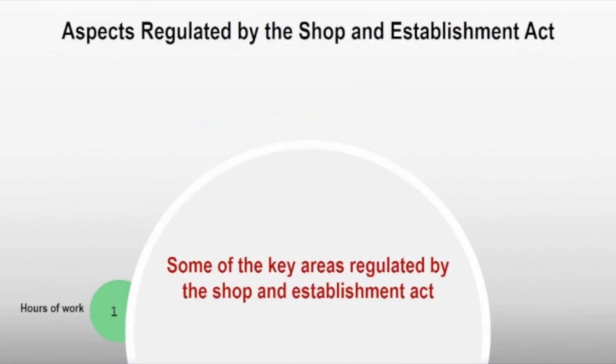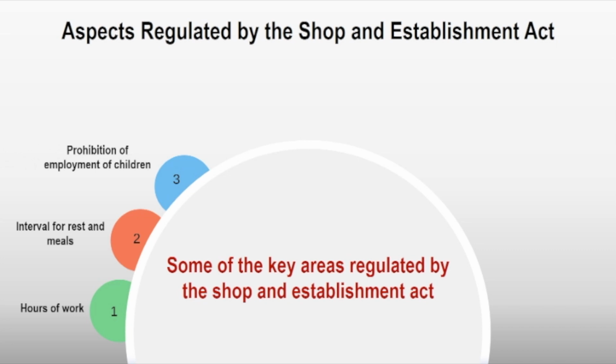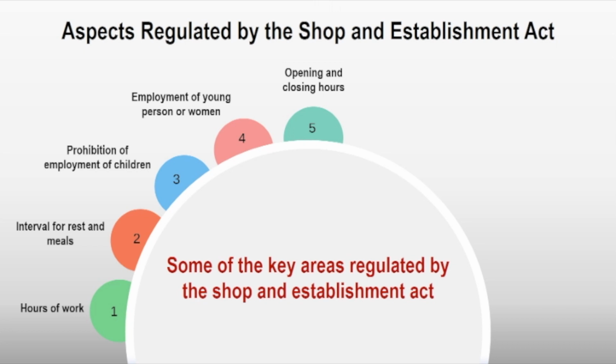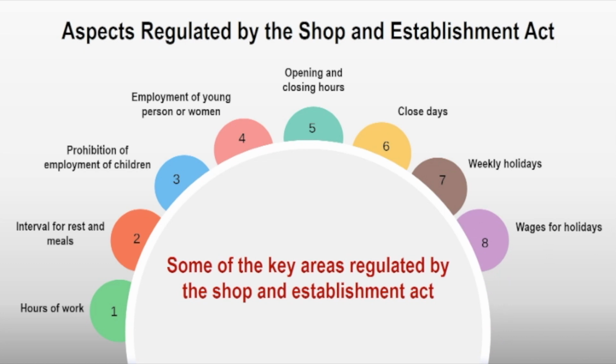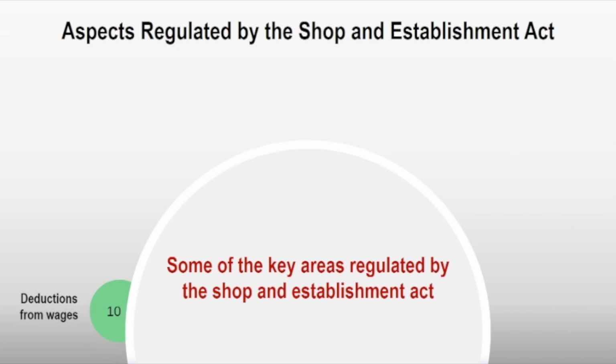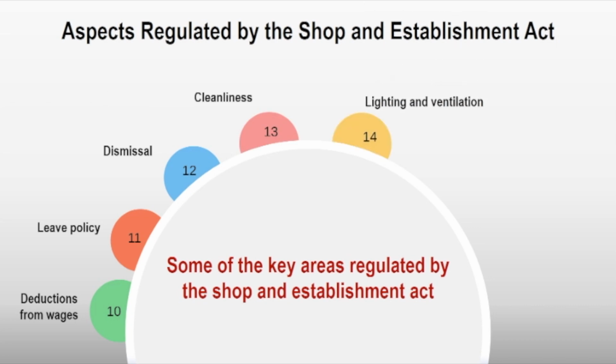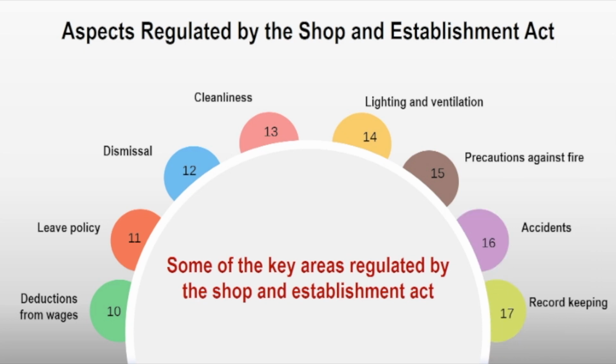Some of the key areas regulated by the Shop and Establishment Act include hours of work, interval for rest and meals, prohibition of employment for children, employment of young persons or women, opening and closing hours, close days, weekly holidays, wages for the holidays, time and conditions of payment of wages, reduction from the wages, leave policy, dismissal, cleanliness, lighting and ventilation, precautions against fire, accidents, and record keeping.